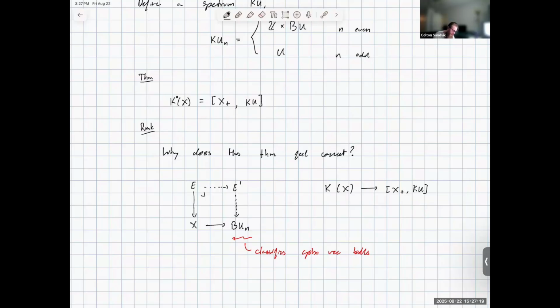There are lots of things I'm not really saying, but this gives you a map, for instance, like this, and then one can start trying to upgrade this into the actual equivalence in the theorem. But this is just supposed to be some intuition. Any questions?